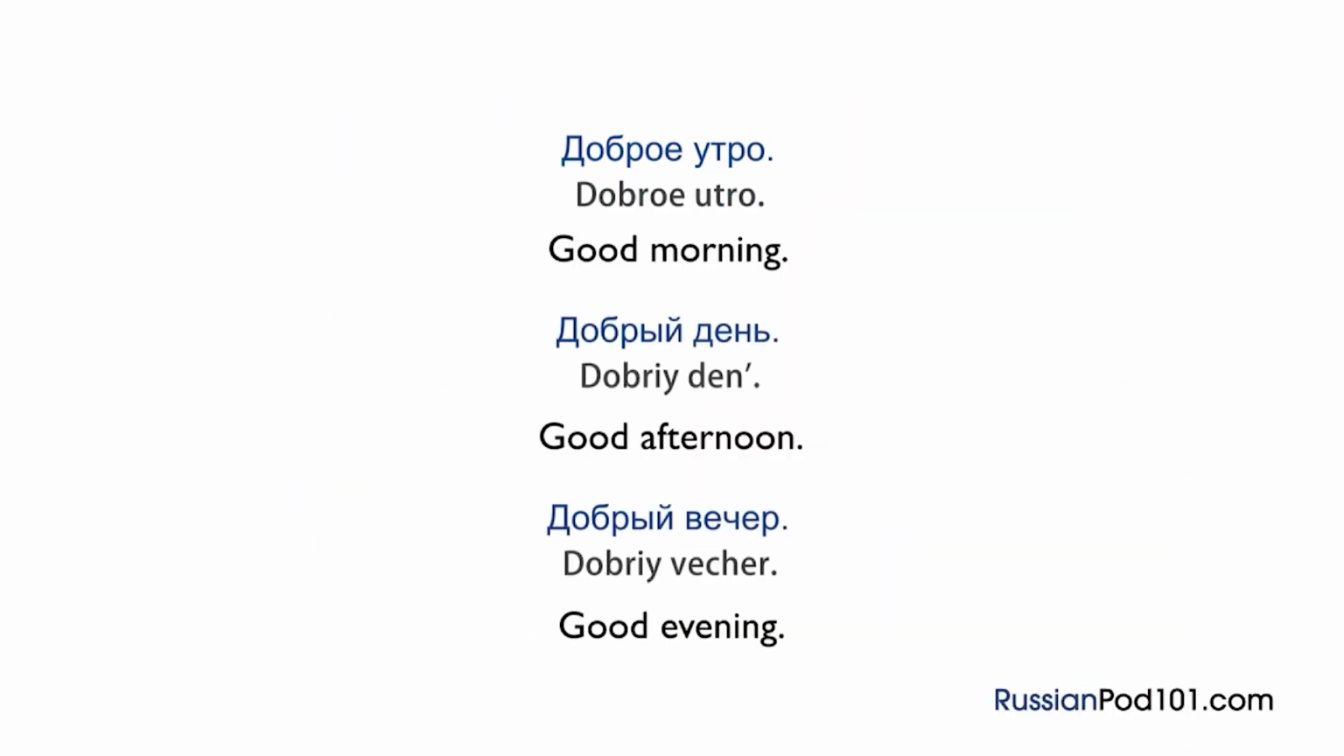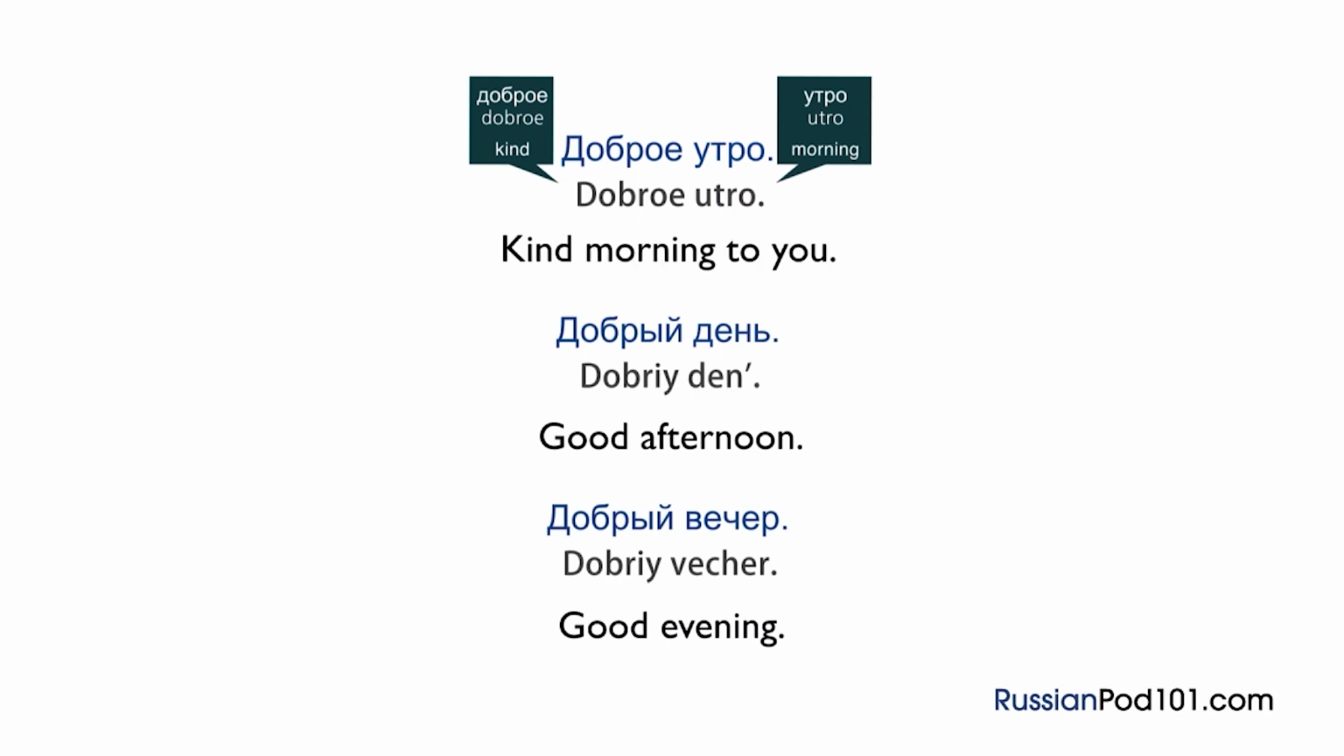Доброе утро, which means good morning, is usually used before 12 p.m. Доброе утро. The word добрый means kind. Russians don't say good morning, they say kind morning. The word утро means morning, so literally this phrase means kind morning to you. Very sweet. Добрый день can either mean good afternoon or good day.